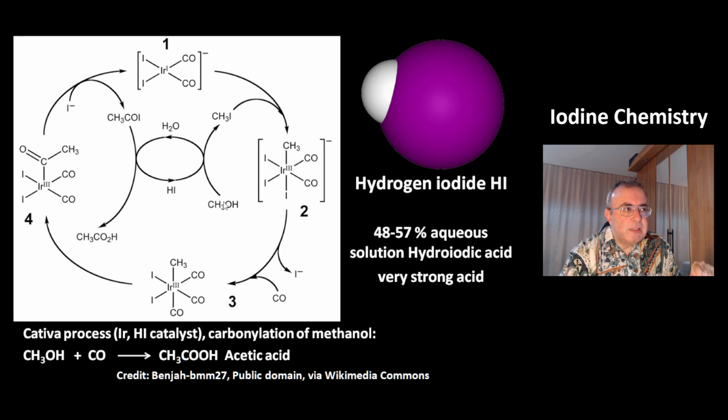This is how it works. The methanol enters the cycle here. You get iodomethane, which adds to this iridium complex. Then one of the iodide ions is replaced by carbon monoxide. You get this intermediate complex number 3. In this step to number 4, this is where the carbon monoxide goes between the iridium ion and the methyl group. This is where the new carbon-carbon bond is made. And at the end of the cycle, you get a molecule of acetic acid. And you get your catalyst back.